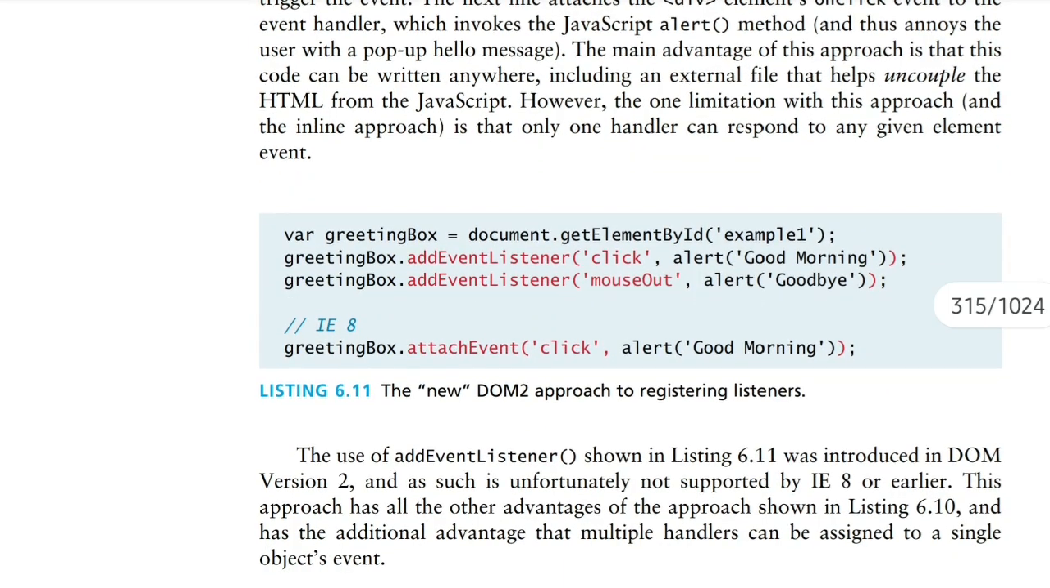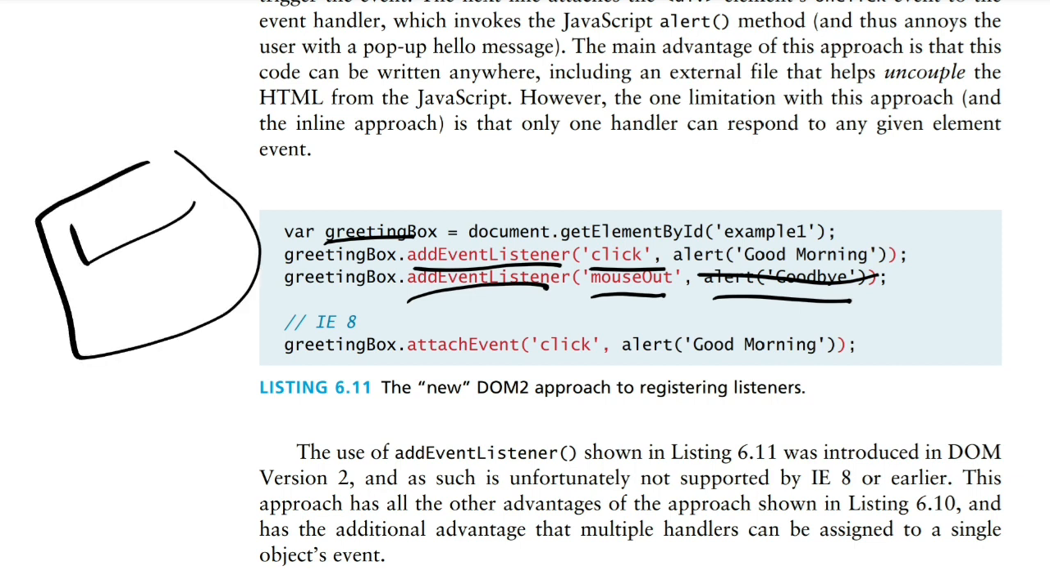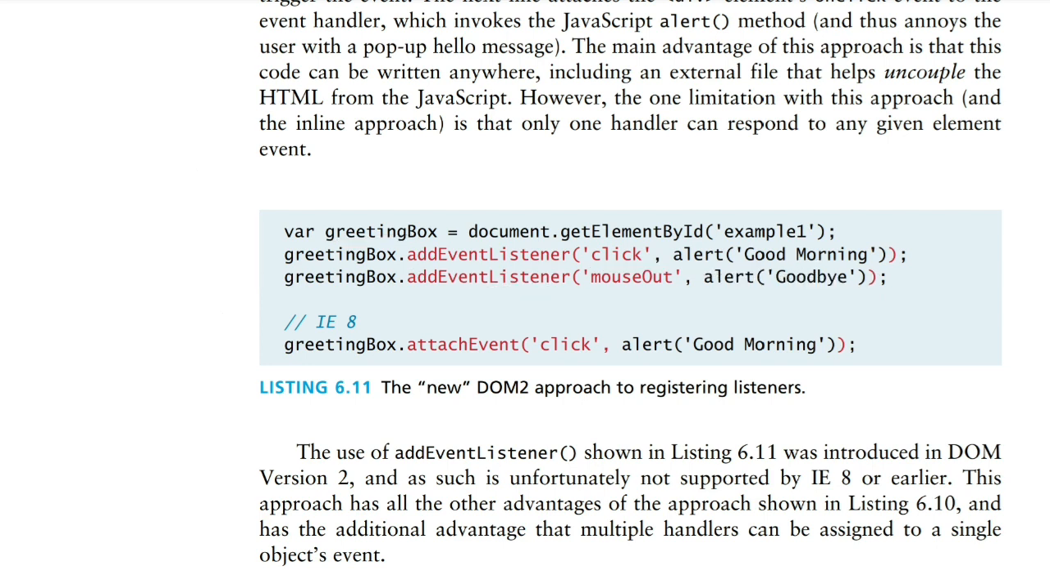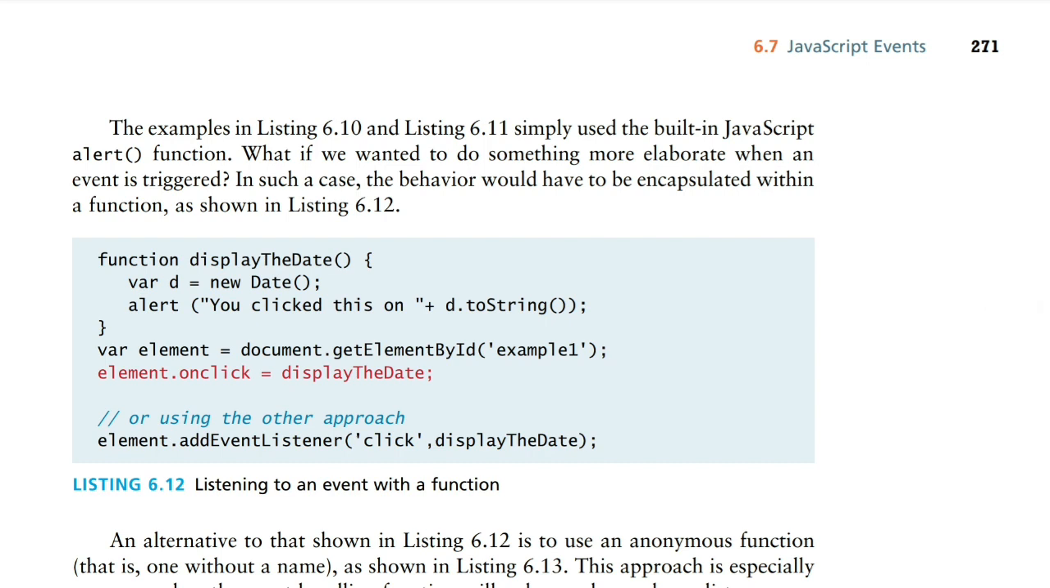In the new one, after getting the element by id in greeting box, you use greetingBox.addEventListener. If it is click, what you should show, if it is mouse out, what you should show. What is mouse out? You move your cursor to this point, and if you move away from that point, that is mouse out. At that time the alert goodbye will be shown, or you can even use attachEvent for click alert good morning. Just remember this syntax and explain in your own words. Remembering the syntax is more important.